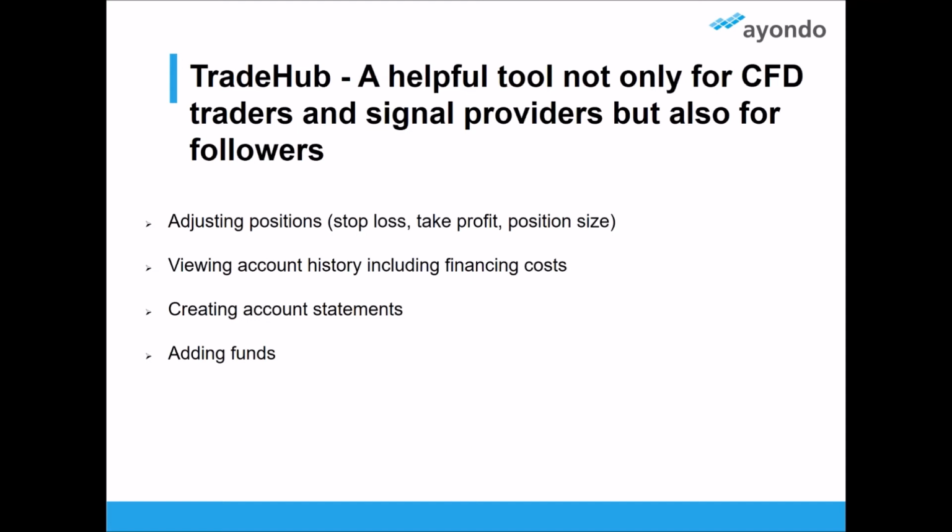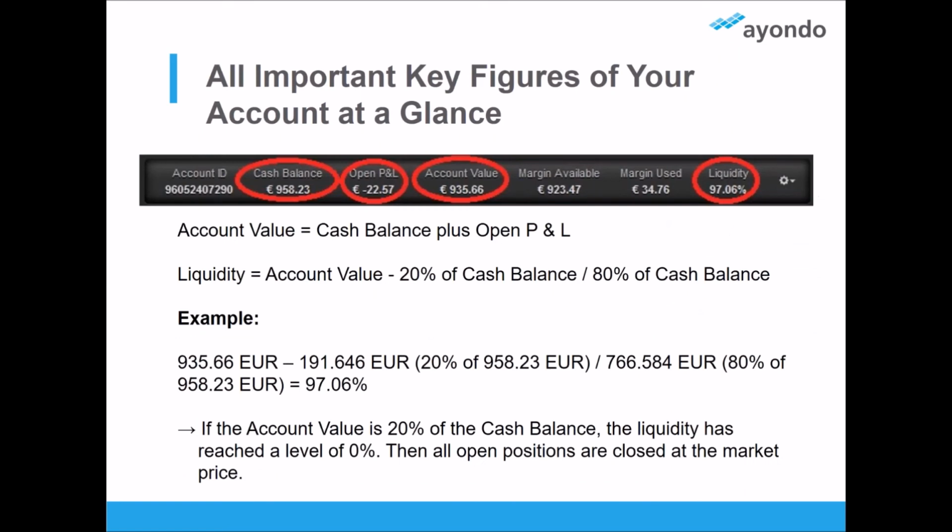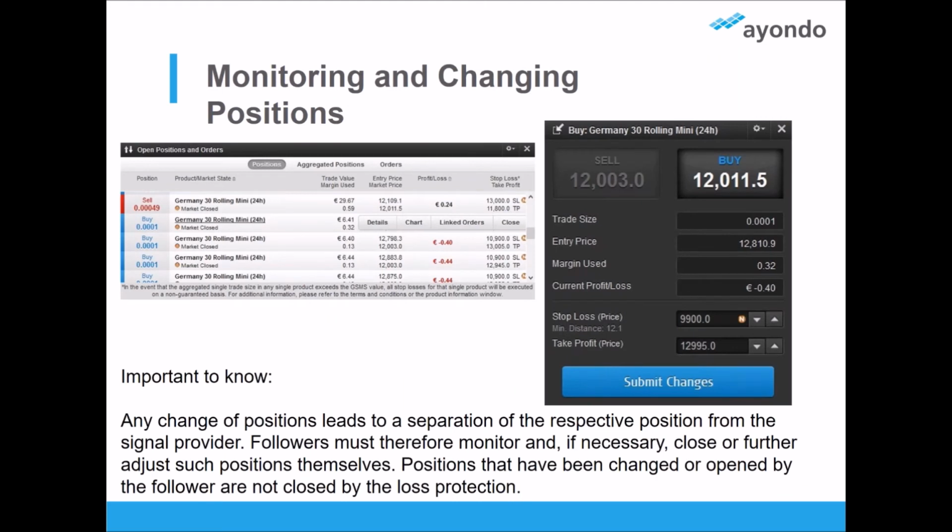When you open an account with Ayondo, you can set up your copy account and your own trading account as well, so you can do your own trading. You can do the normal stuff you do with a trading account: view account history, get statements, add funds. We saw how to log on. You get the key account numbers at the top: your account value, how much you've got in the account, your open profit or loss, how much is tied up in margin.